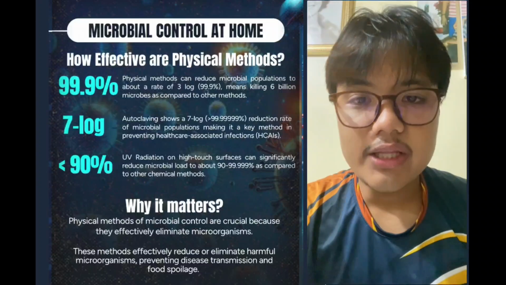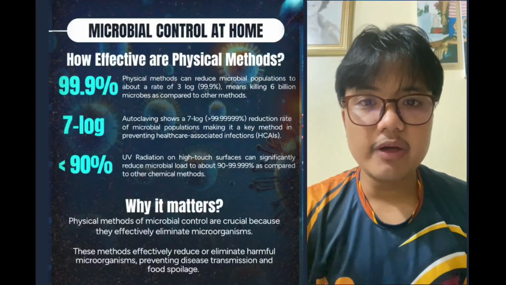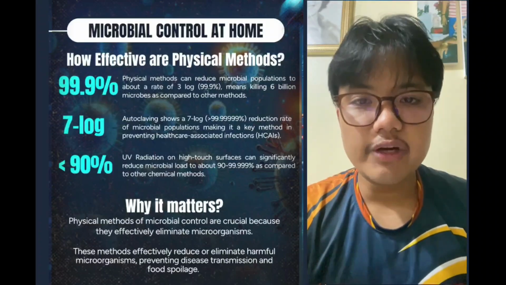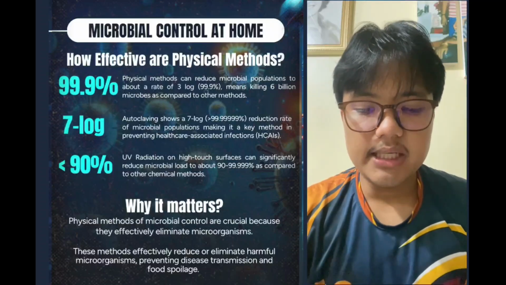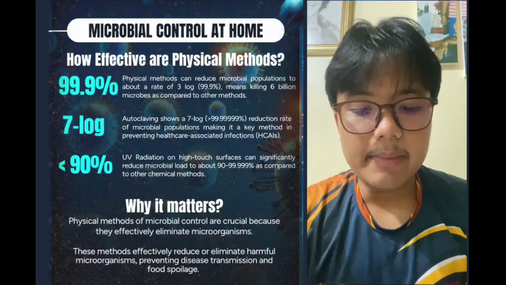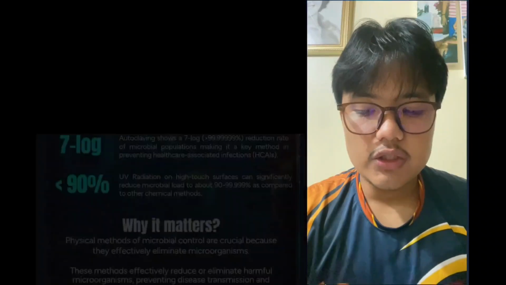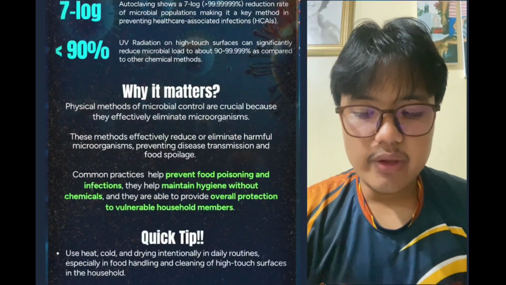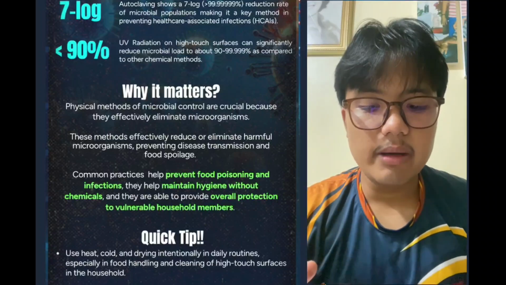For microbial control at home, how effective are they? About 99.9% of microbial populations can be reduced using physical methods, and other methods include autoclaving and UV radiation. So why does it matter? Physical methods of microbial control are crucial because they effectively eliminate microorganisms. These methods effectively reduce or eliminate harmful microorganisms, preventing disease transmission and food spoilage. So common practices help prevent food poisoning and infections. They help maintain hygiene without chemicals, and they are able to provide overall protection to vulnerable household members.